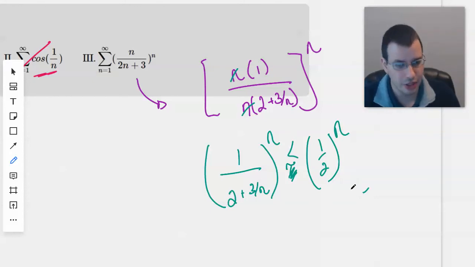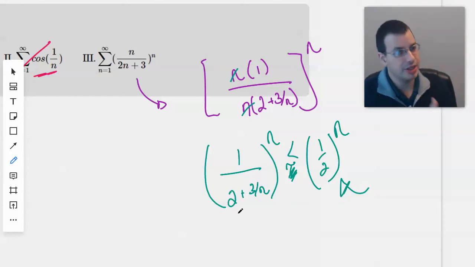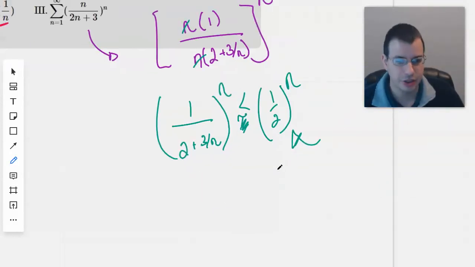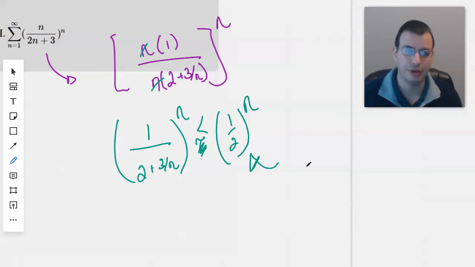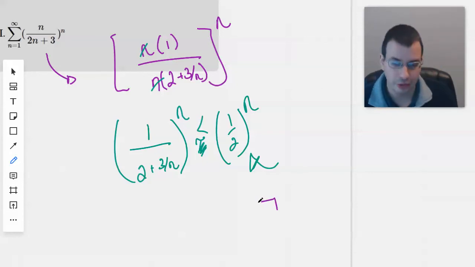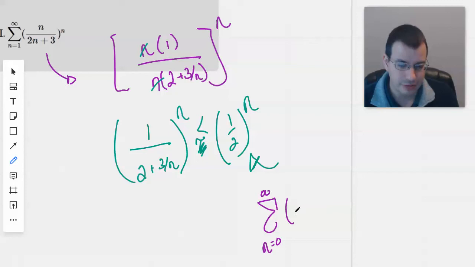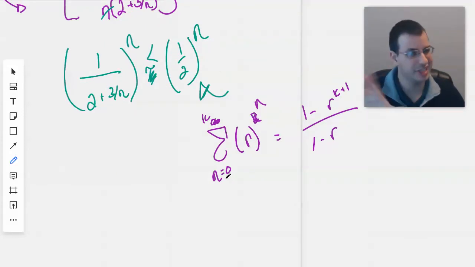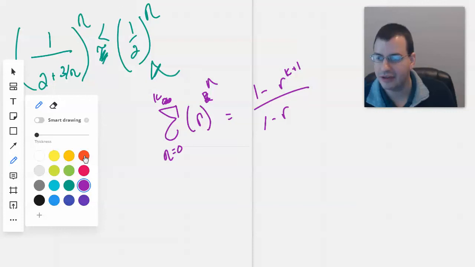And so, if we can show that this converges, then we know that something smaller than something that converges will also have to converge. So this right here is just a geometric series. And this one is common enough that you're probably like, oh, it's probably 2. But we know our formula for a geometric series, sum from n equals 0 to k of r to the n equals 1 minus r to the k plus 1 all over 1 minus r. So the idea is it goes from 0 to k, and in this case, we have infinity for k.